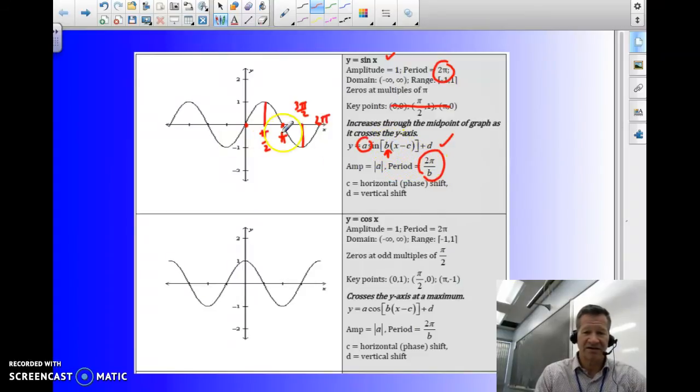The period is an x distance. If they're multiplying by b, we do the inverse inside, so we're going to divide by b. C and D represent a horizontal and a vertical shift, just as they do with other functions. You'll notice if I look at this with cosine, everything is pretty much the same, only the zeros are different. They're at odd multiples of pi over 2, such as 1 pi over 2, 3 pi over 2, and so on, negative pi over 2, negative 3 pi over 2, and so on.